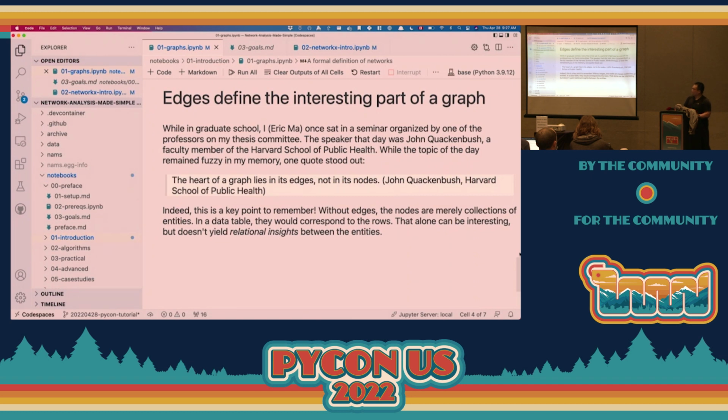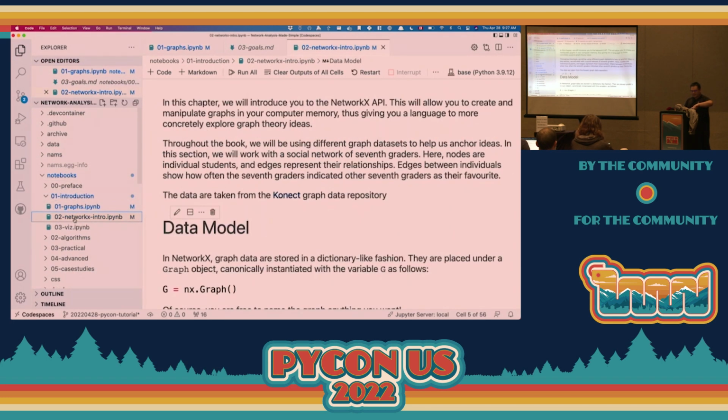We're going to go on to the second notebook, and this notebook is located in 01 Introduction, and its notebook name is 02 NetworkX Intro. What we're going to do here is do a very quick hands-on introduction to the NetworkX API.